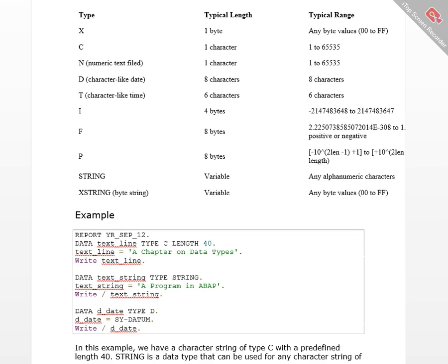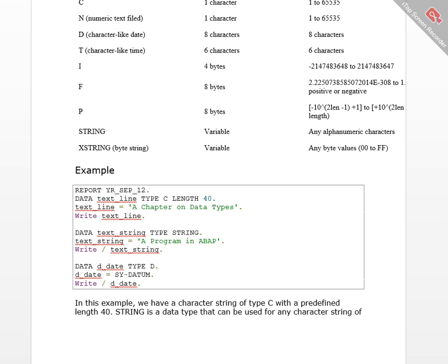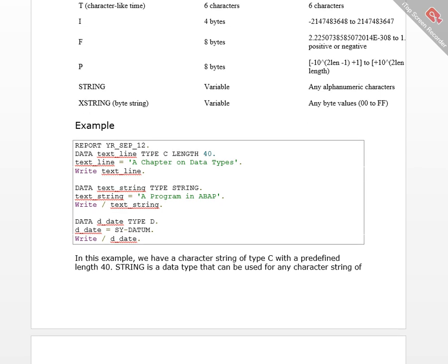For example: report, data text line type C length 40, text line equal to 'a chapter on data types', data text string type string, text string equal to 'a program in ABAP', data ddate type D, ddate equal to sy-datum, write slash ddate. In this example, we have a character string of type C with a predefined length 40.